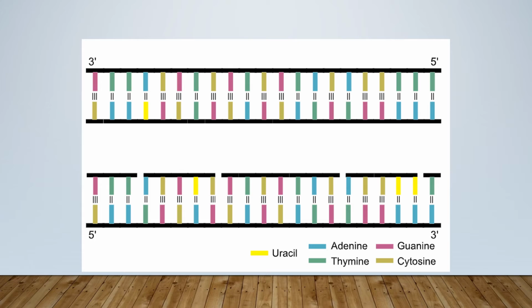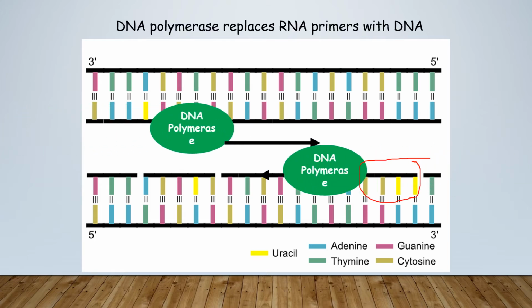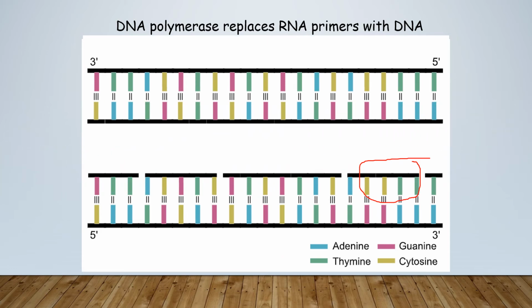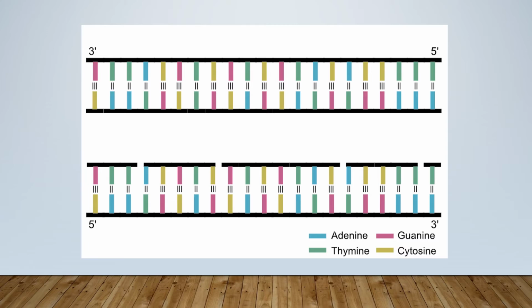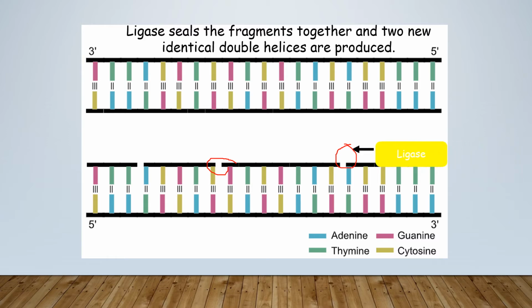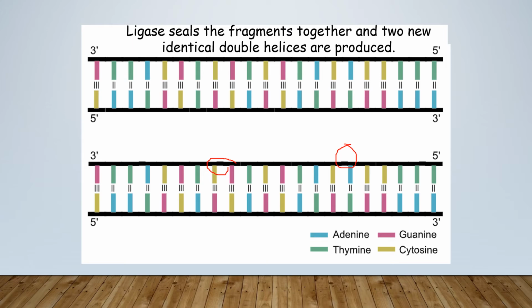So we've almost got two identical bits of DNA here, but what we do have is still some uracil base in there. We've got some RNA primer still in there. So DNA polymerase comes back and replaces the RNA primers with DNA. So we're almost there. However, we do still have gaps on our lagging strand. So we've got our last enzyme, ligase, effectively the glue. What it's going to do is stick or seal these fragments together and produce two new identical double helices.